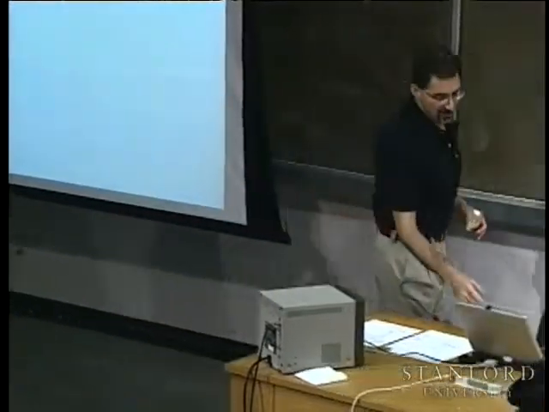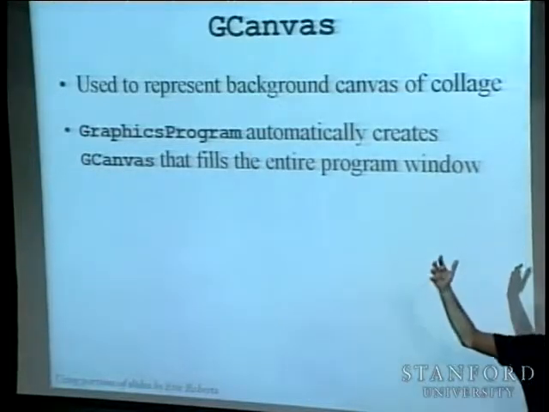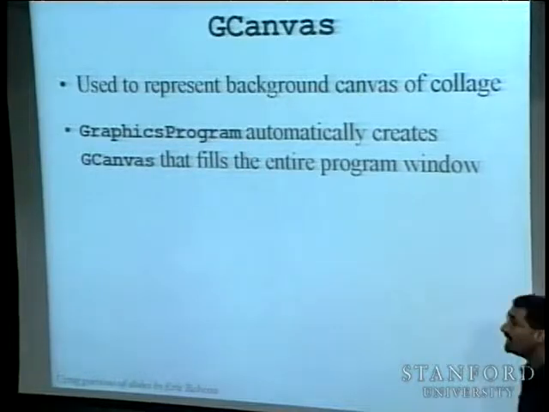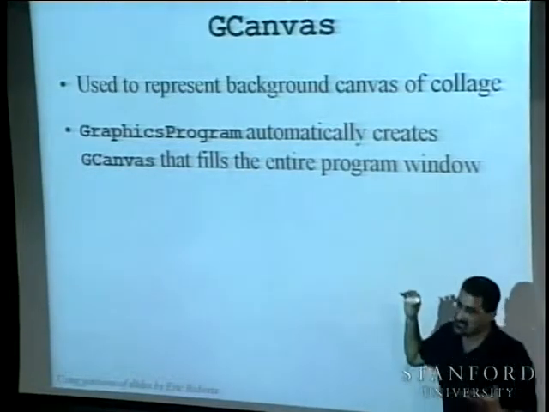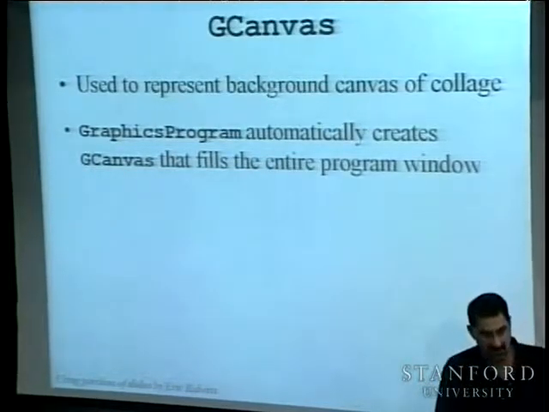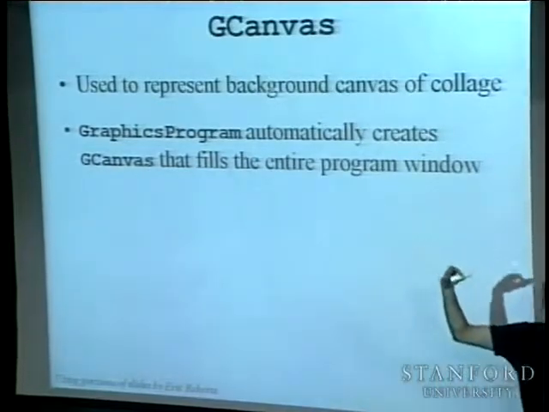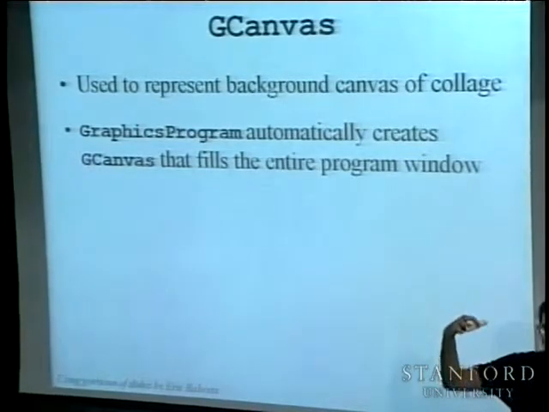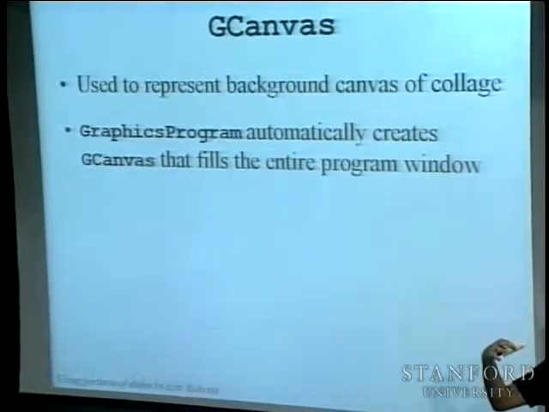Okay? And you might say, but Marin, didn't we already have one of these? When I create a graphics program, don't I already get my empty canvas that I put stuff on? Yeah, in fact you do. What a graphics program does for you automatically, just because it loves you that much, is it creates one of these GCanvas objects and makes it large enough to fill the entire program window. So when you're adding your objects to a graphics program, you're actually adding them to a canvas, or a GCanvas object.